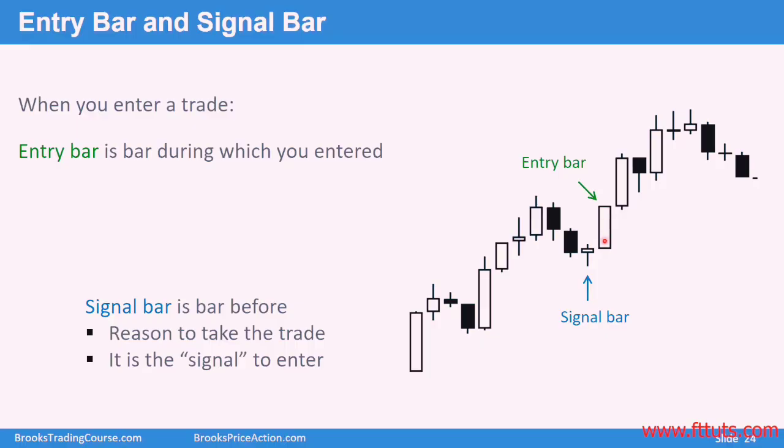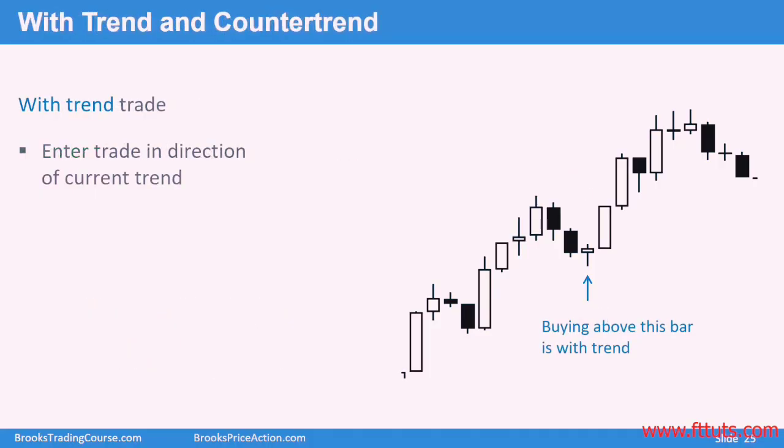This is the bar when they enter their trade, so it's the entry bar. And this is the bar that signaled the entry. When they saw this bar, they thought, if it goes above the high of this bar, I want to get long. This is the signal bar, and traders get in on the entry bar. The signal bar is the reason to take the trade. It's the signal to look to enter.